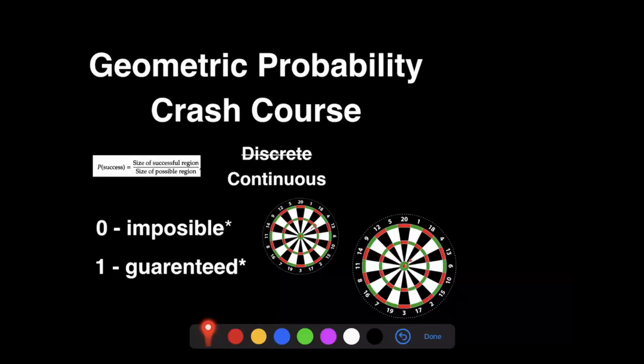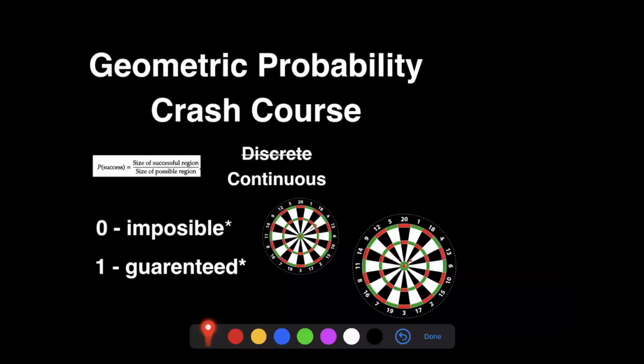So you might have seen earlier that what we do is say, instead of number of successes over number of total outcomes, it's just size of success over size of total. And now we can deal with continuous stuff. So you might have seen this asterisk around impossible and guaranteed. Well, here's why.